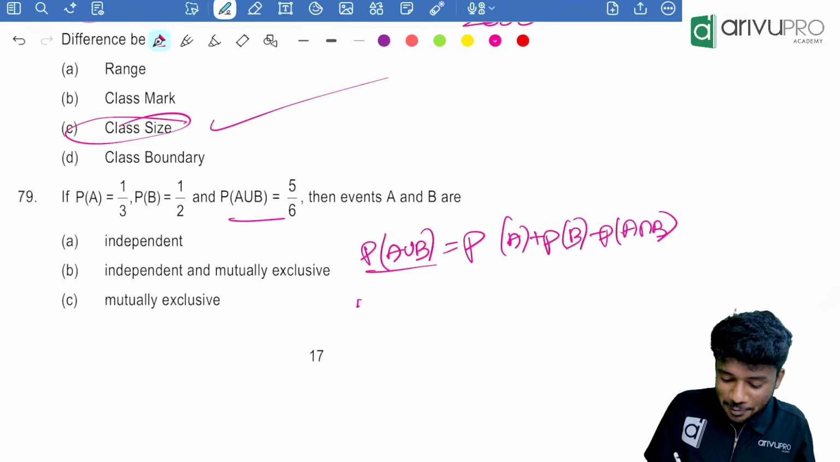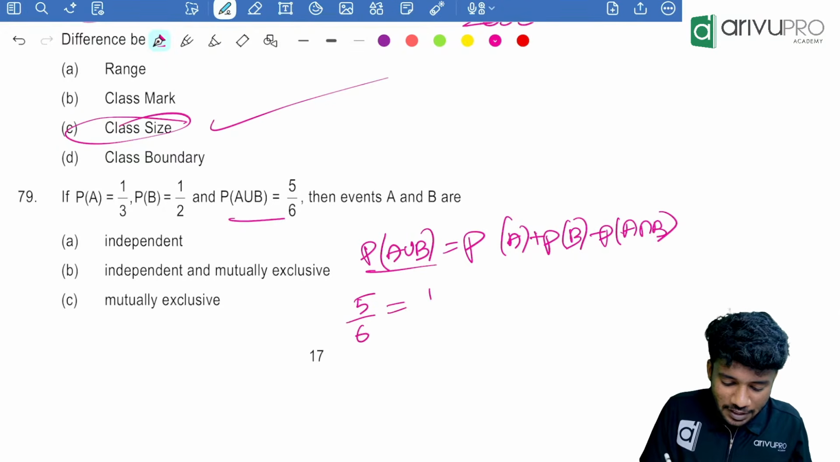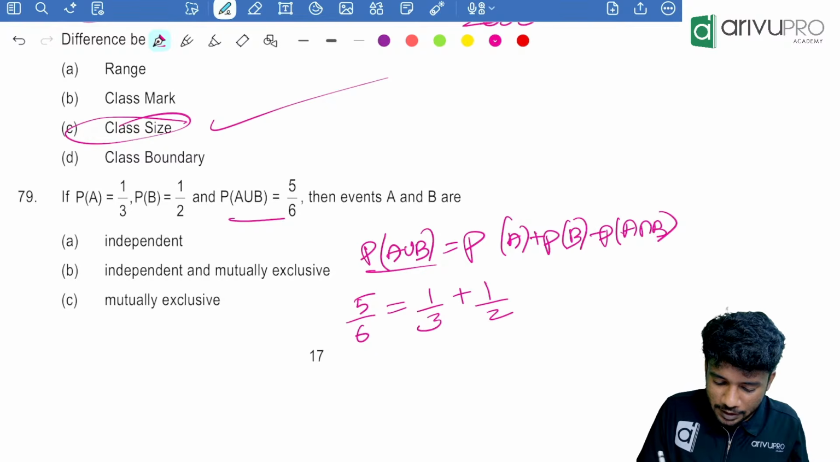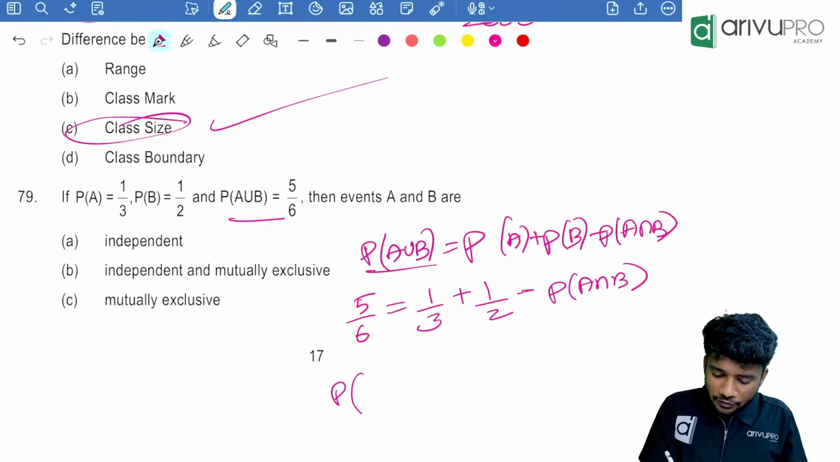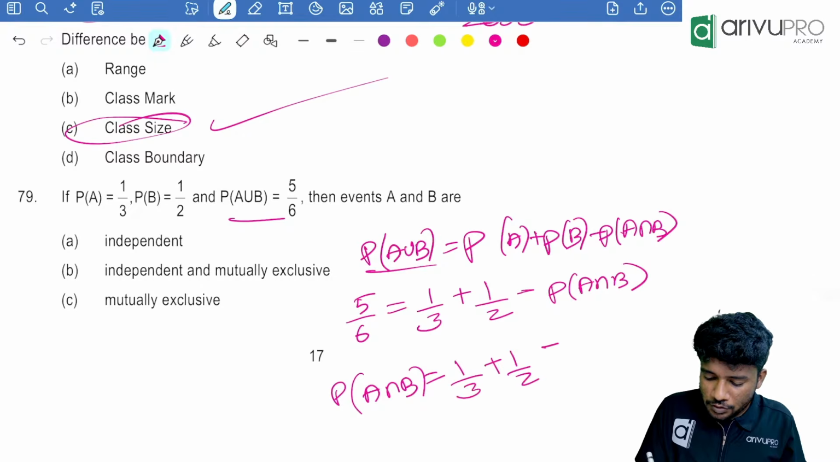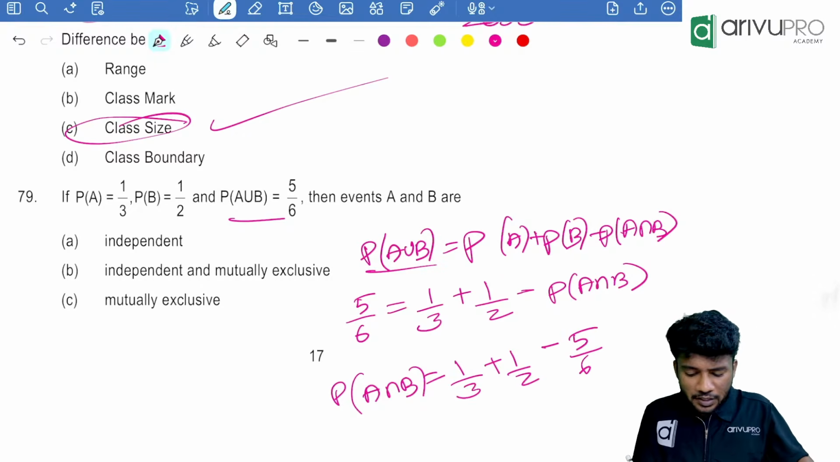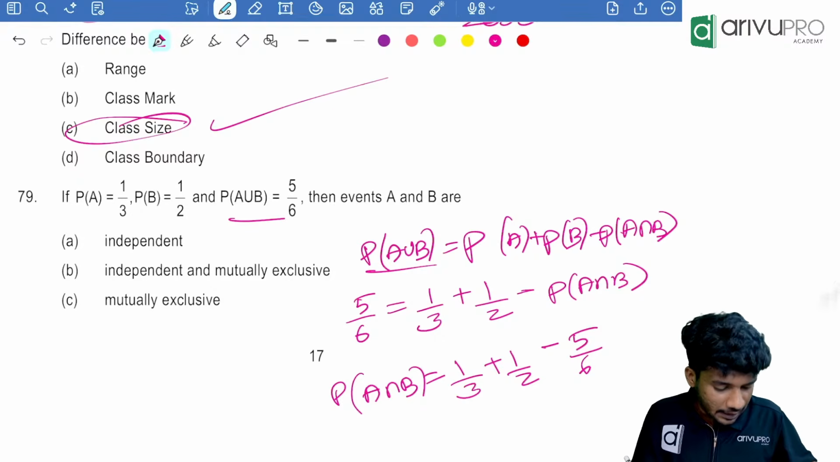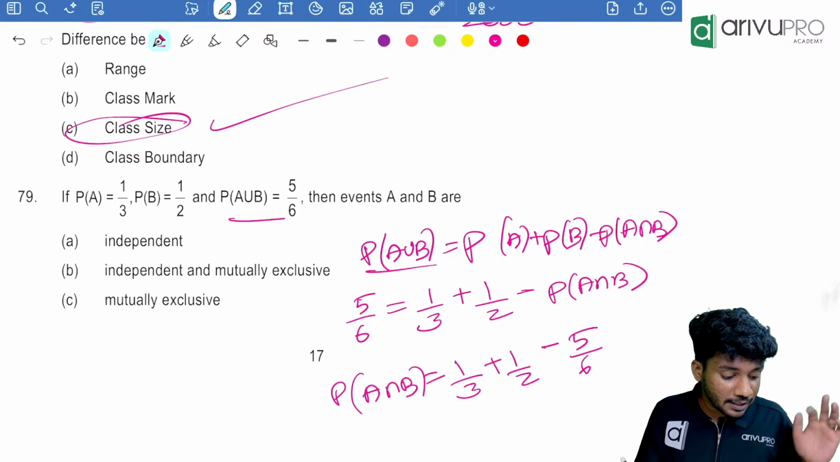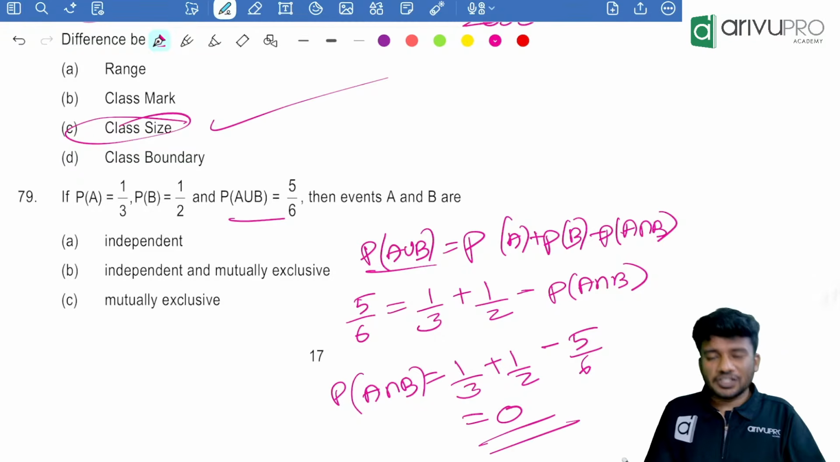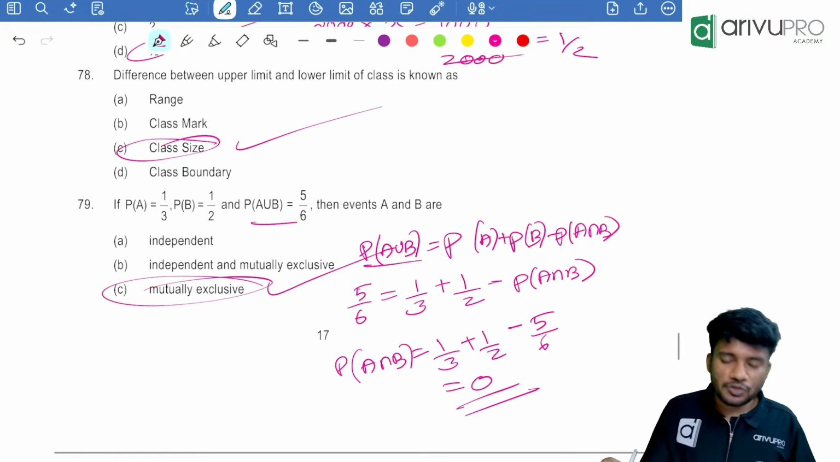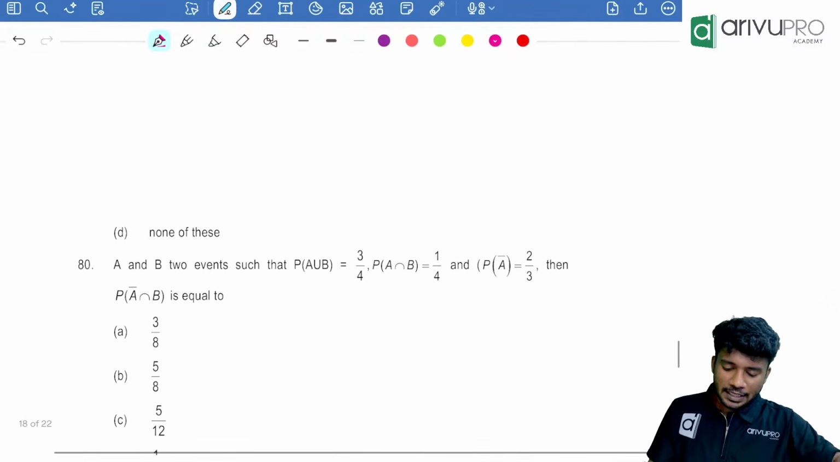P of A union B is how much? 5 by 6, which is equal to P of A is 1 by 3, then plus 1 by 2 minus P of A intersection B. Now people, take it to the other side. P of A intersection B is nothing but 1 by 3 plus 1 by 2 minus 5 by 6. Take your calculator. 1 divided by 3, M plus, 1 divided by 2, M plus, 5 divided by 6, M minus, then click MRC, which is equal to 0. Since the intersection value is 0, it is what? Mutually exclusive. Done. Sorted. Next one, people.